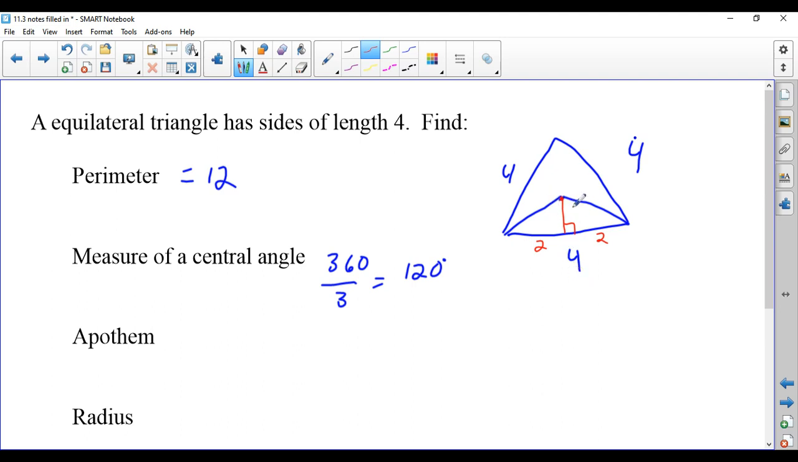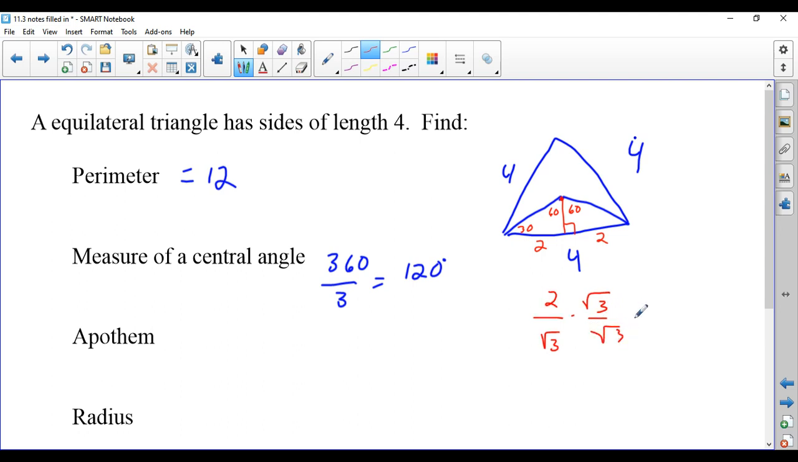Also, this vertex, the central angle was 120, and when I draw in the apothem, it'll split it into 60 and 60. So here we have a 30, 60, 90 triangle. The 2 is the longer leg, so to find the apothem, I'm going to take this 2 and divide it by square root of 3 to get the shorter leg.